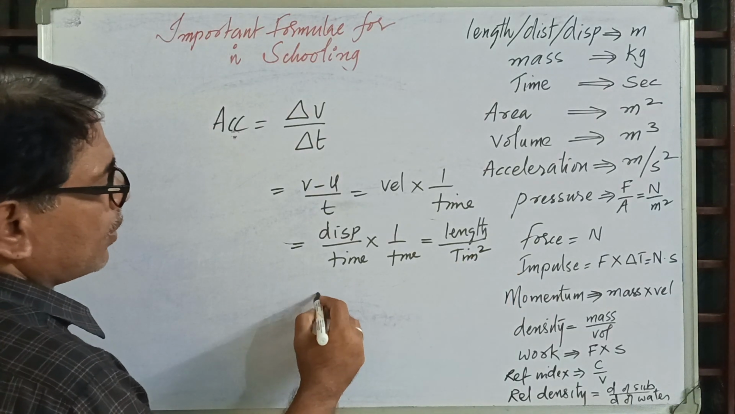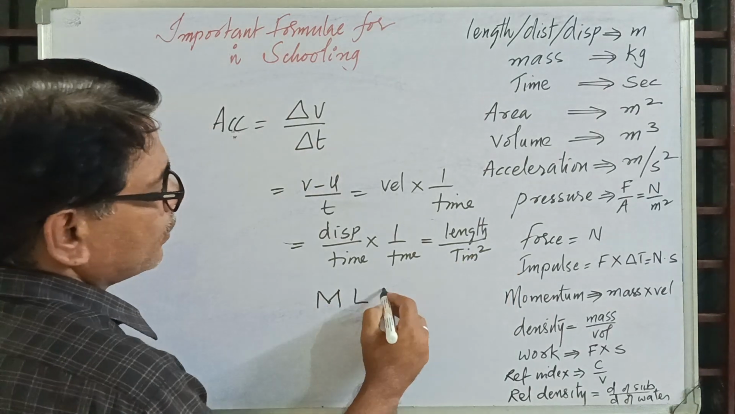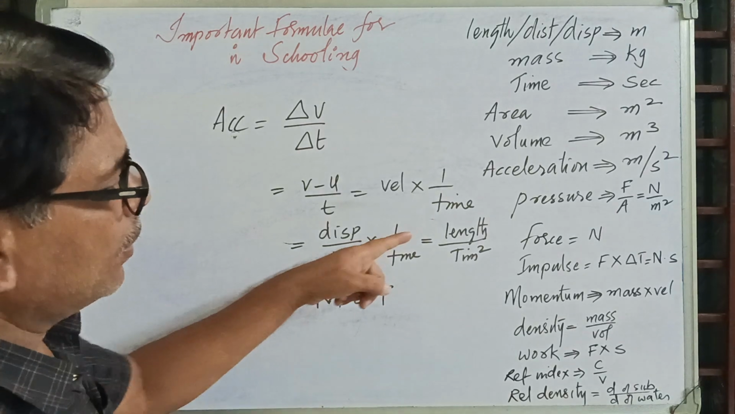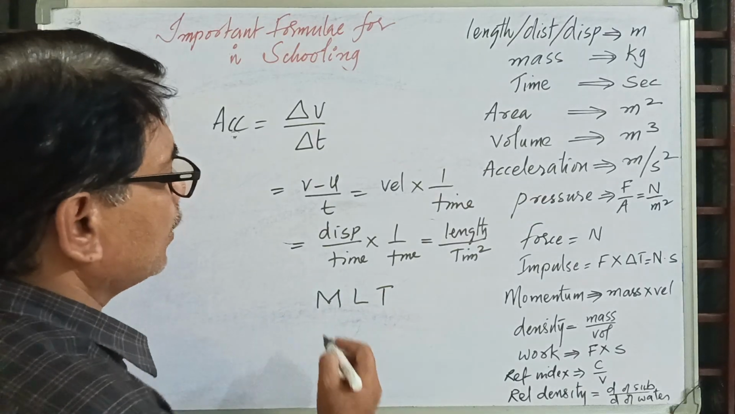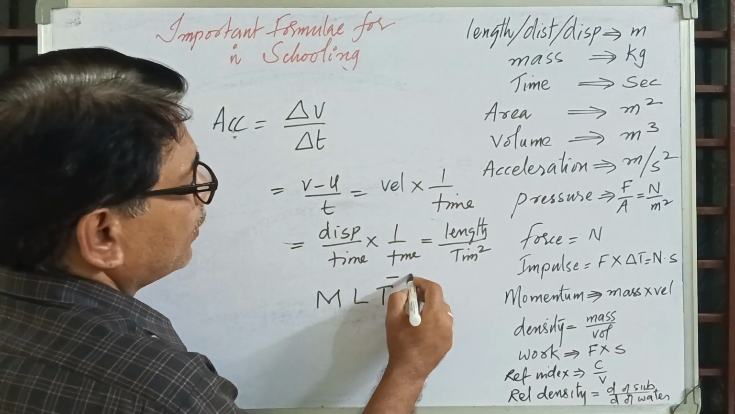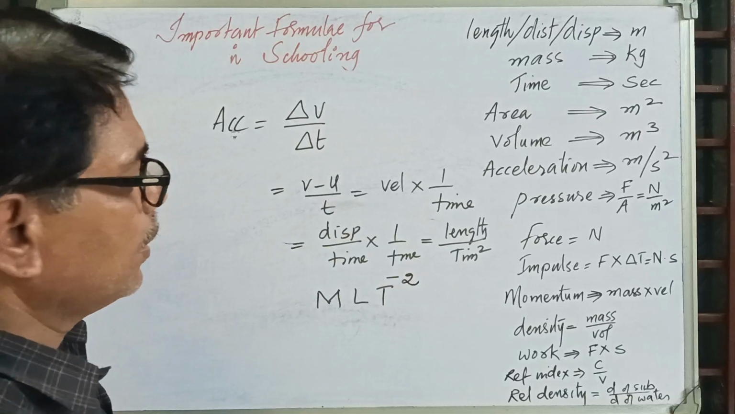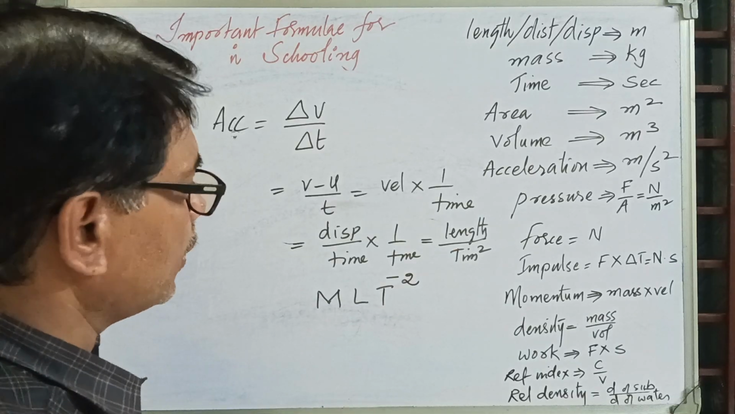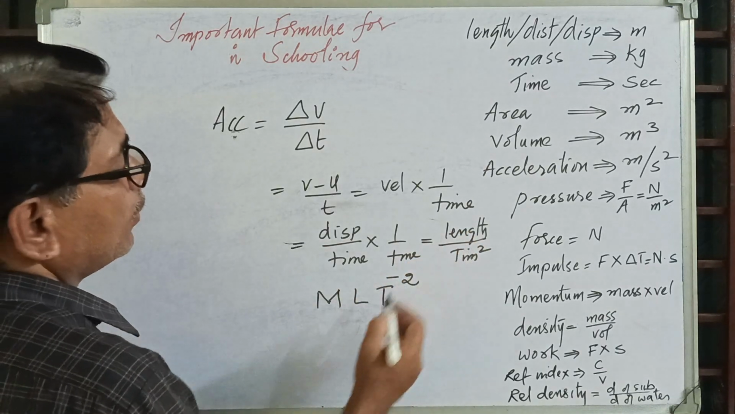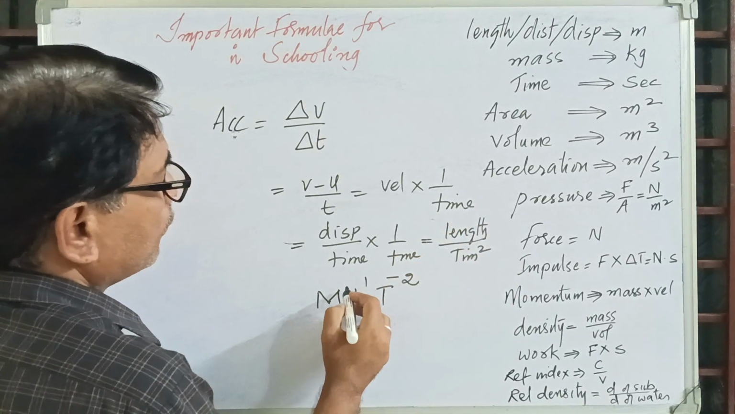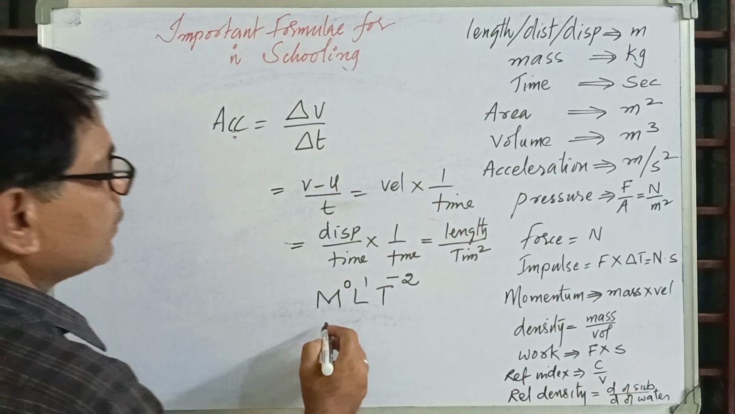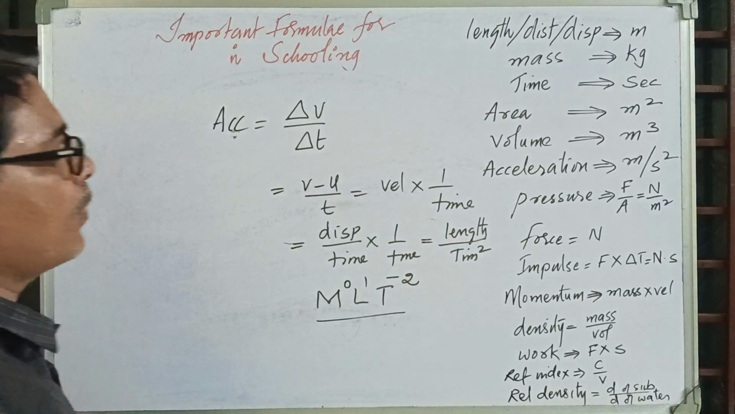Now the dimensional formula is like this, M, L, T. Now tell me, what is my denominator? Time is my denominator. Therefore I am bringing it on the top, so my time will become square inverse. Length is already on the top, so length is 1. I don't have mass related anything here, therefore mass is 0. This is the dimensional formula of acceleration.